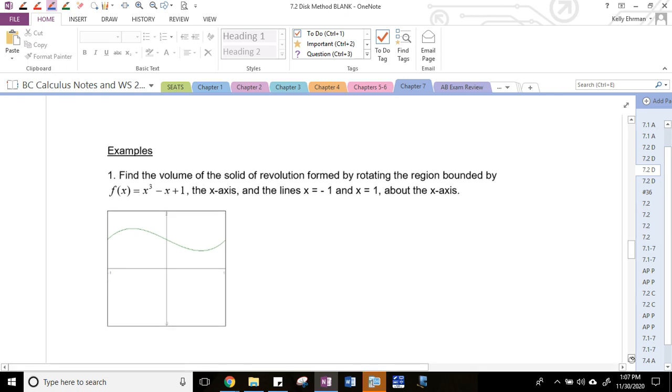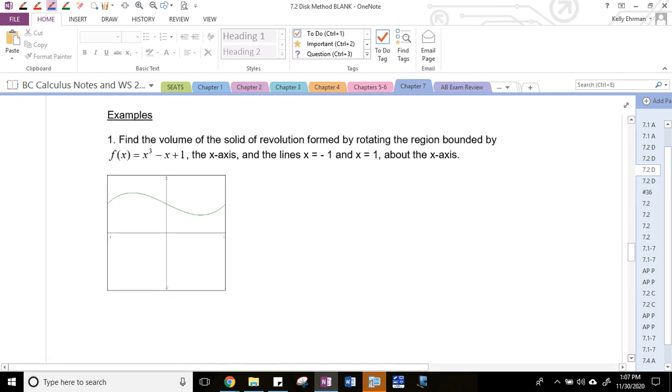Find the volume of the solid of revolution formed by rotating the region bounded by x cubed minus x plus 1, the x-axis, and the lines x = -1 and x = 1. I don't know if you can see this, but this window is set to be -1 to 1. We are rotating it about the x-axis. So if you can visualize this, you're taking this curve and spinning it around the axis. It's going to form kind of a vase shape.